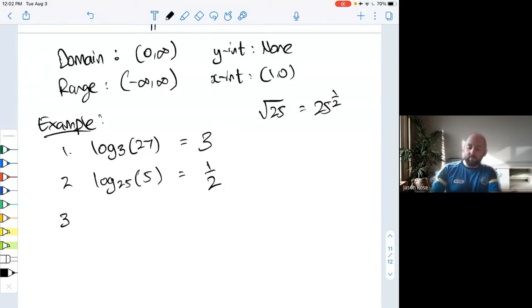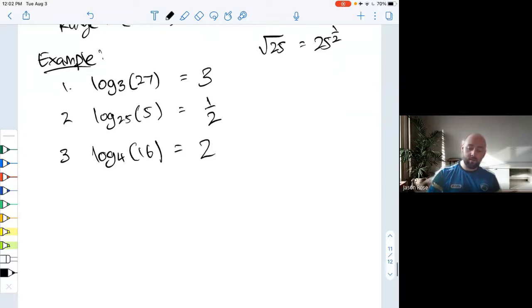And just one more simple one to renew everyone's confidence before we move on. Again, I look at this and I go, 4 to the power of what makes 16? 4 squared is 16. So that's what I'm thinking about when I'm looking at a log expression and asking what the answer is.